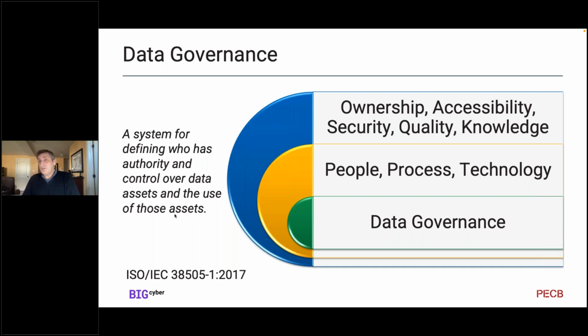But data governance is usually defined as a system for defining who has authority and control over data assets and the use of those assets. Now, in the case of ISO, there is an ISO standard, 38505-1, which speaks specifically to data governance.